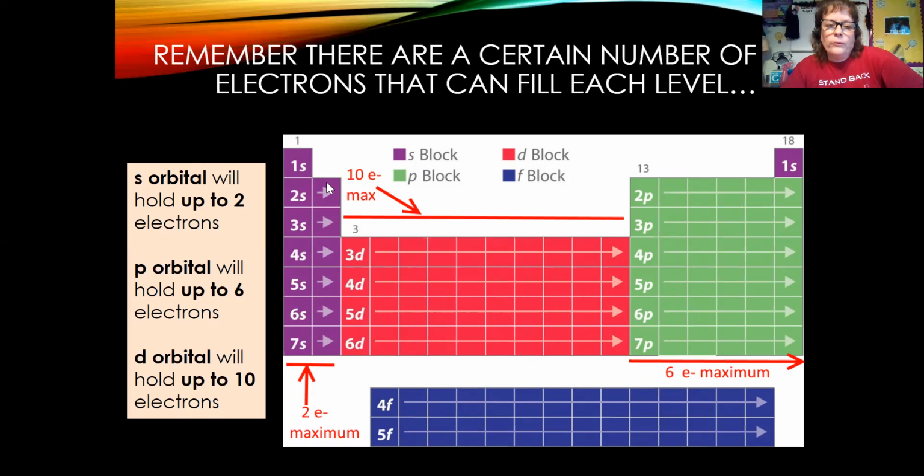So here's your s orbitals here. You can see that there's 2 columns. So that's basically representing your 2 electrons. When we get to the p level here, there are 6 spots there. So the p orbital can hold up to 6 electrons. And we haven't done much with the d orbital, but if you count, there's a total of 10 running across this middle section of the periodic table, and it can hold a maximum of 10 electrons.